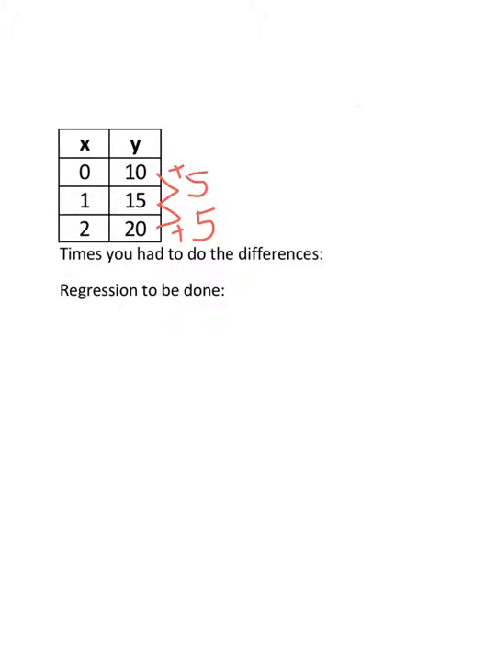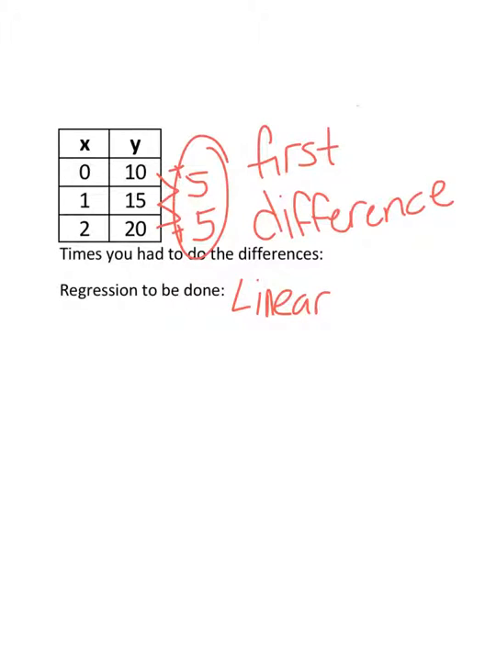So, and if I was to keep going, if I had this table a little bit longer, you would see that they are all going to be a positive 5, right? So this is a linear function, and I know this because I got the same number, 5, 5, 5, as I kept going down. If this table was longer, it would be called a first difference. And first difference means it's linear. So let's go on to the next example.